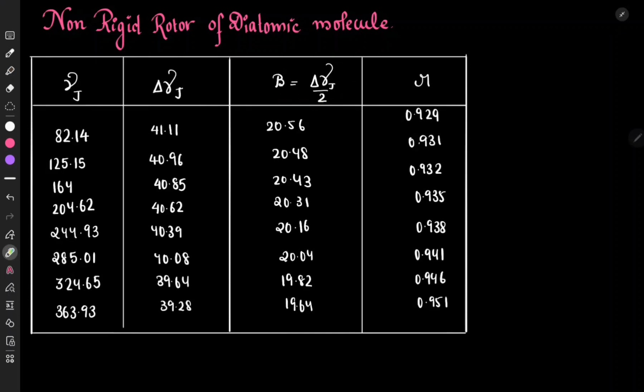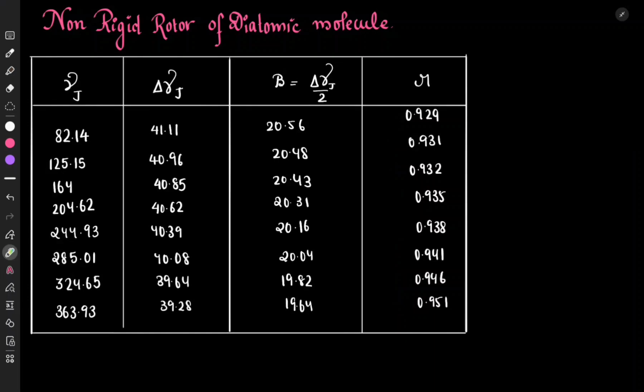But here, 2B is normally a constant. It doesn't vary much, but here you can see that it varies a little bit. From 20 it changed to 19.82, so it is approximately 20, but there is variation. This slight variation is due to the internuclear distances. So the question arises: why does the energy difference decrease with an increase in the J value? I would like to recapitulate whatever I told you now.